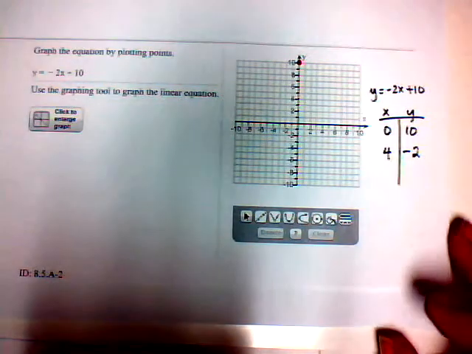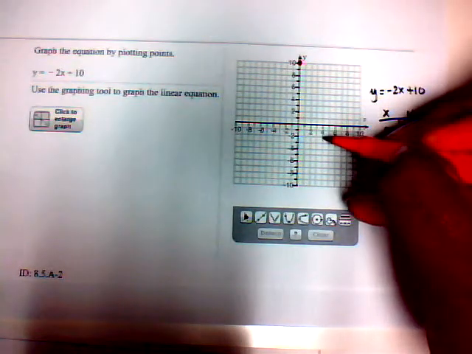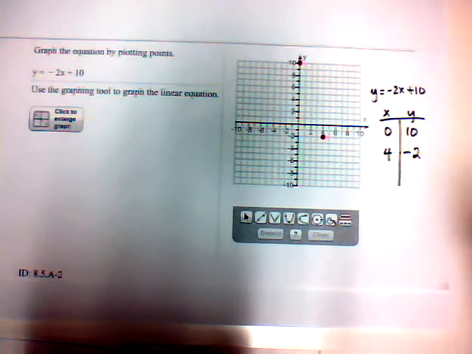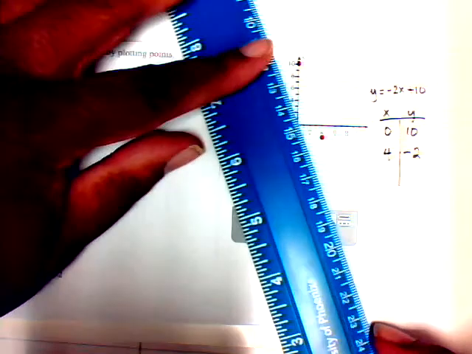So 0, 10 will stay at 0, will go up to 10 on the y-axis. And then for 4, 2 will be to the right 4 and up 2. And draw the point. And then we'll connect those 2 points.